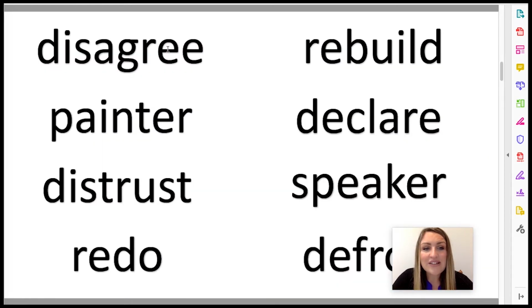Okay? So let's look at this first word together. Everybody say this word with me. Disagree. Very good, boys and girls. Do you see any prefixes? Excellent. Let's put a box around dis to remind us it's a prefix.